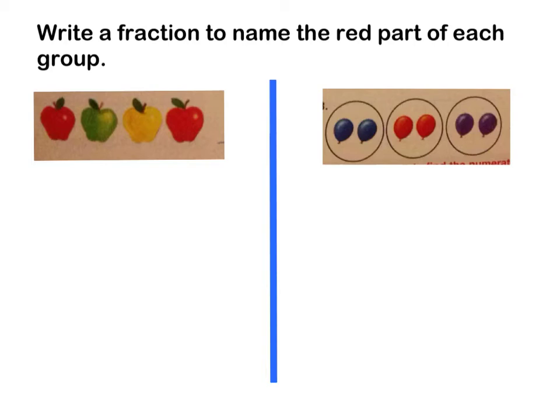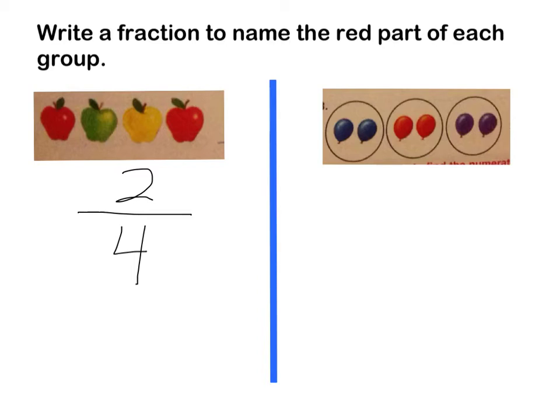Taking a look at these apples, there are a total of 4 apples. 1, 2, 3, 4. Out of the 4 apples, I see that 2 apples, 1, 2, are red. So 2 is my numerator. There are 2 out of 4 apples that are red.